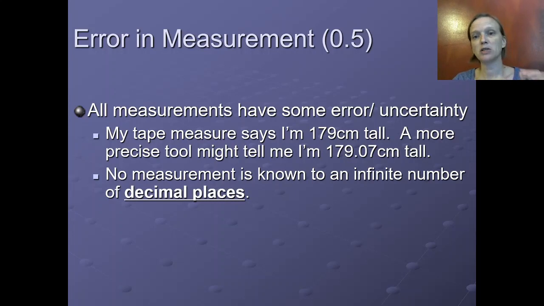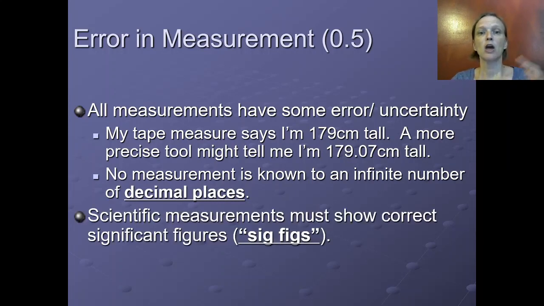No measurement is known to an infinite number of decimal places. Scientific measurements, therefore, must show this limitation. Any measuring tool will have some limitation. And scientific measurements show that limitation by expressing measurements with the correct number of significant figures, which we call sig figs for short.